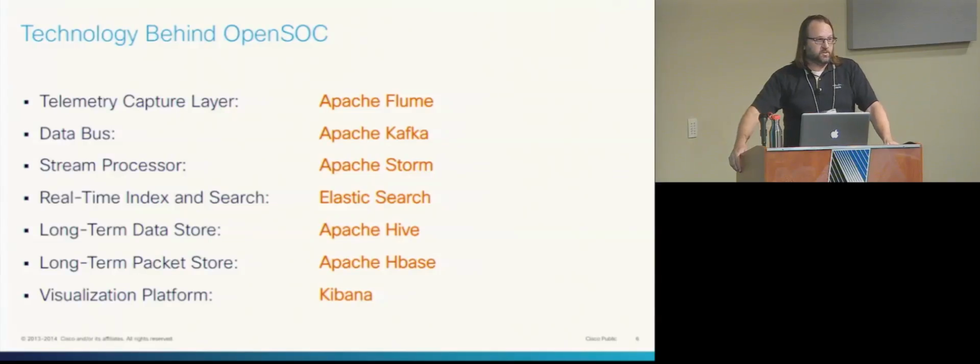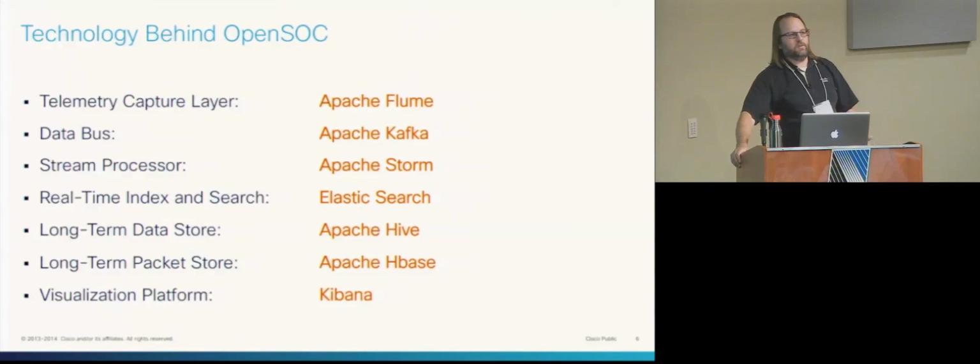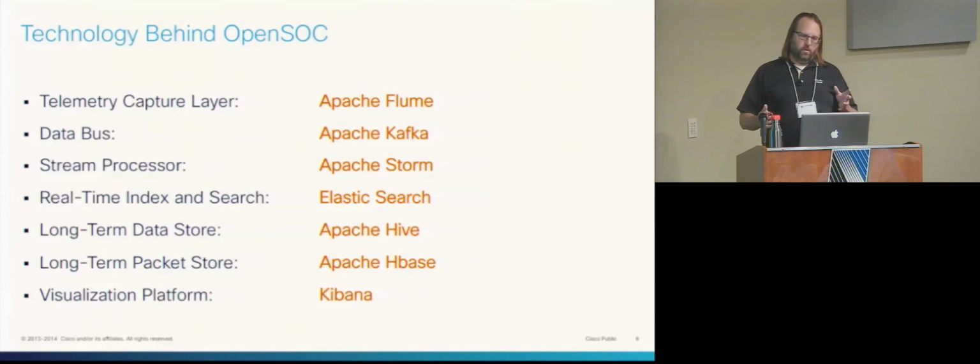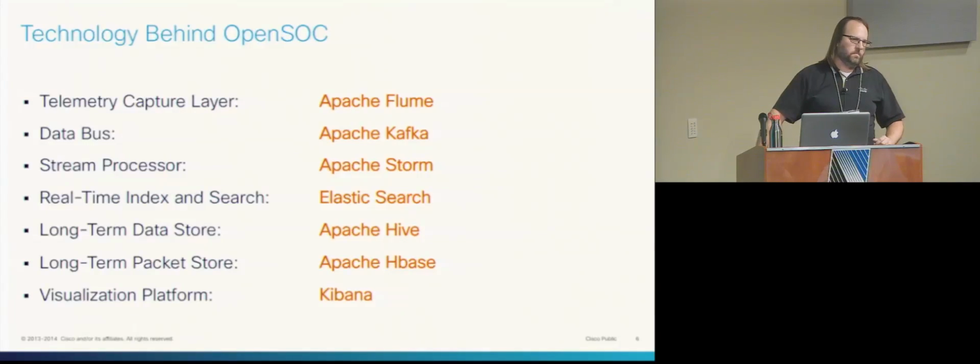So what are the technologies we're using for OpenSOC? Well, Apache Flume is a big capture layer. Flume will receive events from multiple sources, be it syslog, be it files, be it whatever, and turn it into Kafka things. So Databus, or Kafka, is where all that data comes in and it gets processed. If you have not followed Hadoop so much, Kafka is a large, quickly streaming message queuing system. And it's very, very fast, very, very effective.